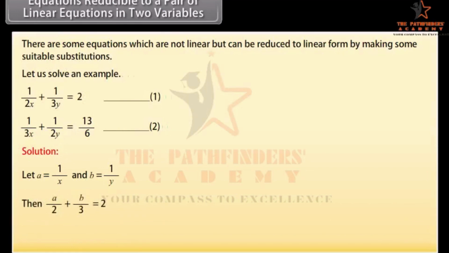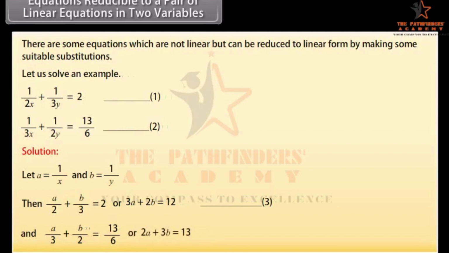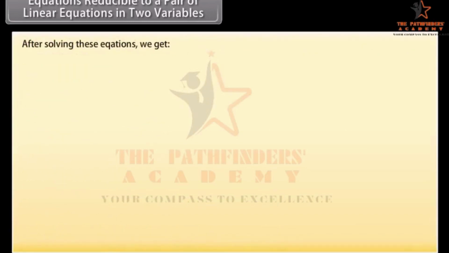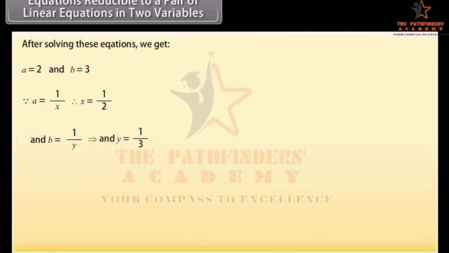Then a upon 2 plus b upon 3 equals 2, or 3a plus 2b is equal to 12, equation 3. And a upon 3 plus b upon 2 equals 13 upon 6, or 2a plus 3b is equal to 13, equation 4. After solving these equations we get a as 2 and b as 3. Therefore a is equal to 1 upon x gives x is equal to 1 upon 2, and b is equal to 1 upon y gives y as 1 upon 3. These are the solutions of the given equations.